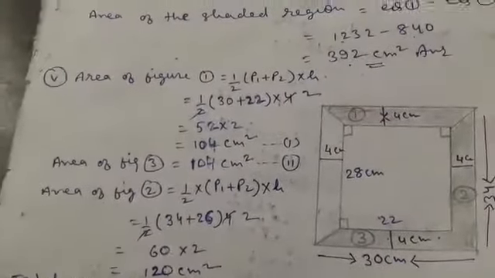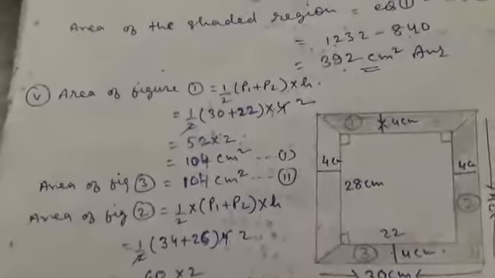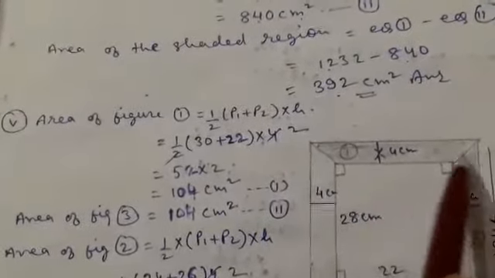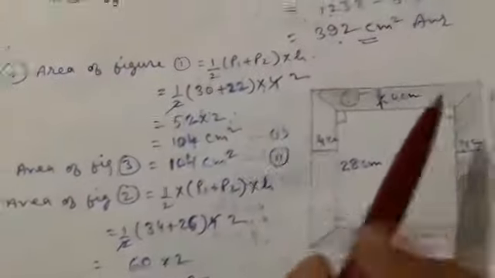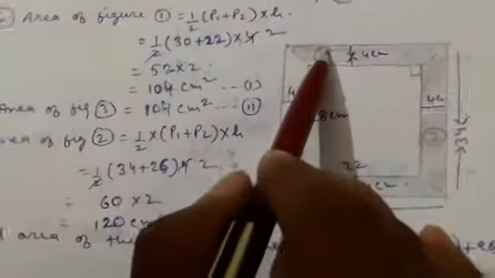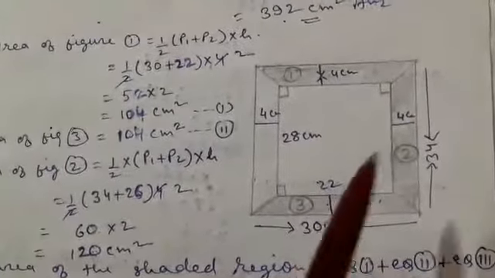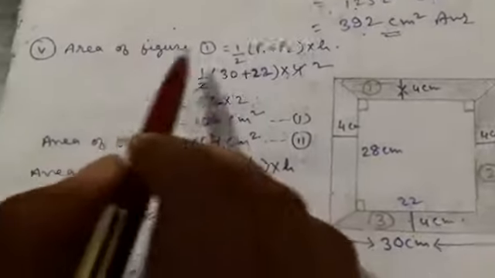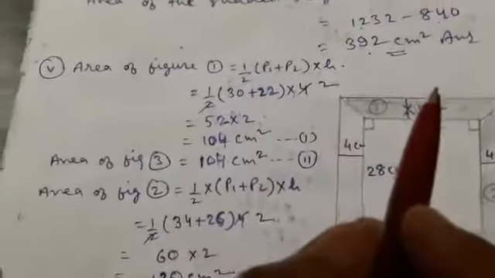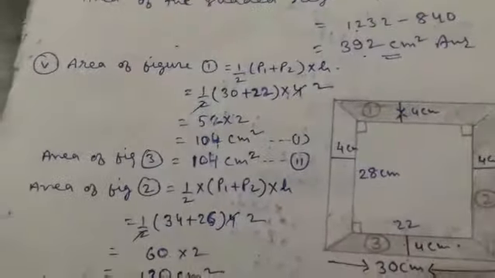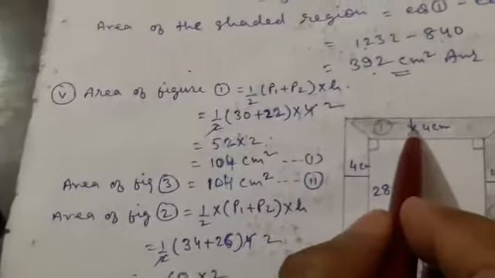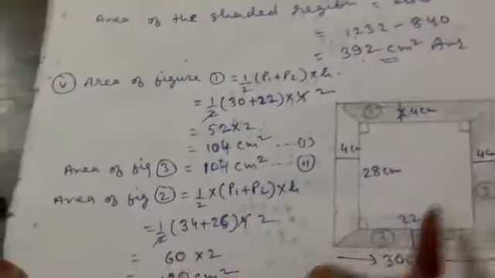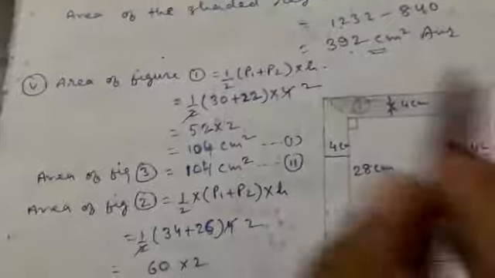Now let us see question number 9, fifth part. We have to find out the area of the shaded region. So this figure is given. Let us see. We have divided it into figure 1, figure 2 and figure 3. First of all, we will find out the area of the whole figure. We will first find the area of the first figure, second figure and third figure, and then we will add all the areas.